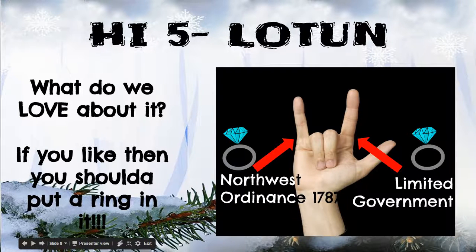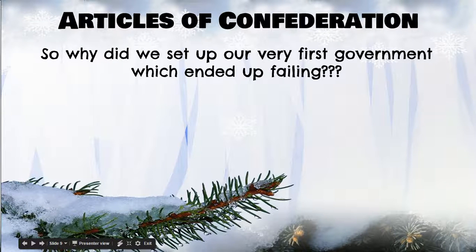Here are the 2 things we love. Okay, Northwest Ordinance of 1787 and the fact that we did limit the government because we did not want to deal with another tyrannical king like we experienced under British control. So why did we set up our first government, which ended up failing miserably?